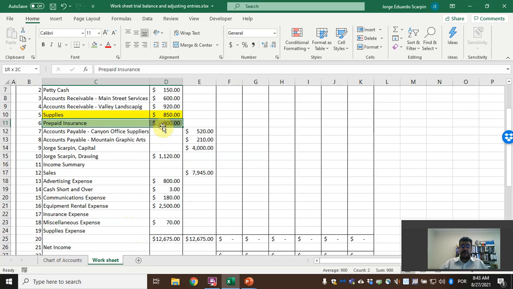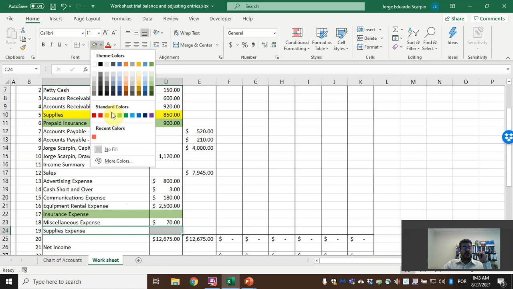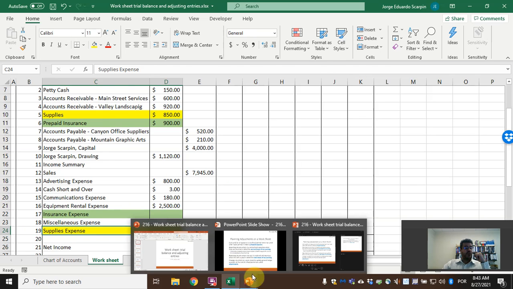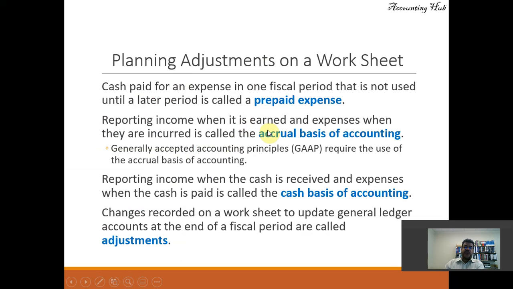The same with prepaid insurance that I pay for 1 year, for instance. I am using it, so I don't have 1 year of insurance anymore. So we need to move this balance to insurance expense, and the supplies to supplies expense. How do we do that? Cash paid for an expense in one fiscal period that is not used until a later period is called a prepaid expense, prepaid insurance.